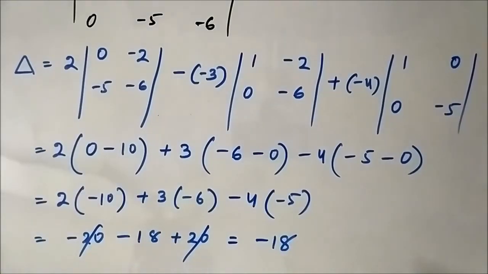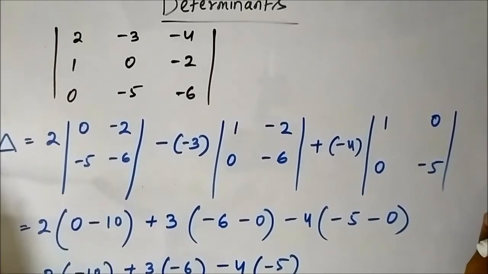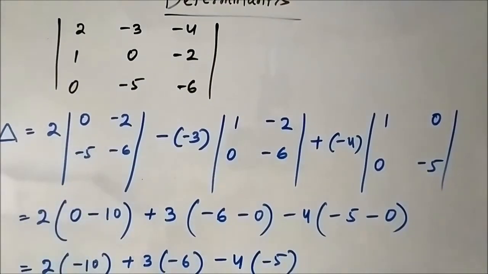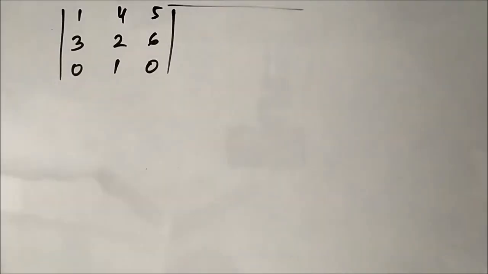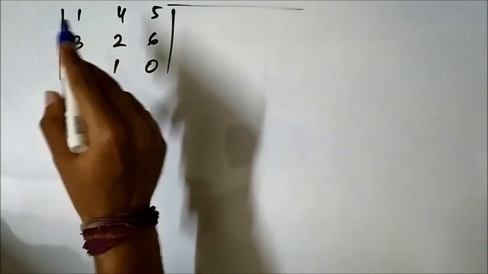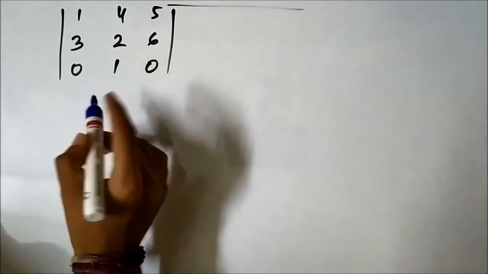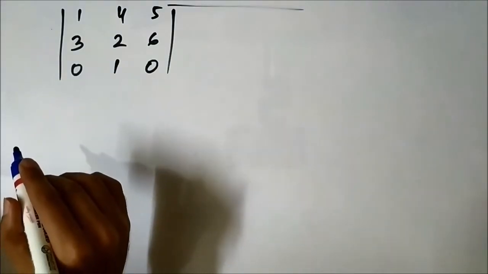So this is how a third order determinant is handled. So let us solve another determinant of order 3. We have this determinant which has 3 rows and 3 columns. So we'll solve it in a similar way as we did the previous one. We're again considering the first row.